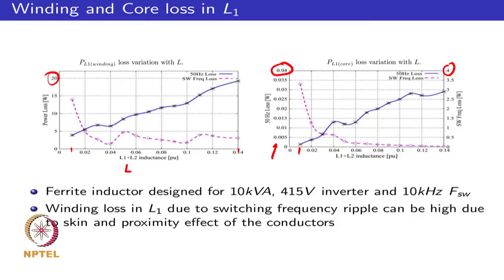The 50 hertz component of the losses has an increasing trend as you increase the value of L total. And if you look at the switching frequency term, at low value of L, the switching ripple is large, so you are having higher losses, but as you increase the value of L, the switching ripple reduces, so your losses come down as your L goes to a larger value.